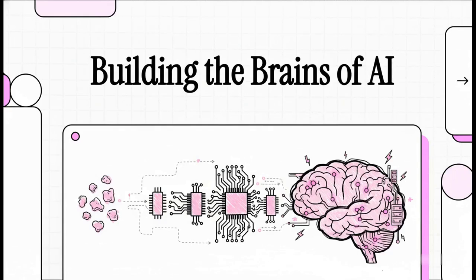All right, let's get into it. Today we are going on a pretty wild journey. We're going to start with literally a grain of sand and end up with the colossal planet-sized brains that are powering all of modern AI. It's an incredible story, so let's just dive right in.